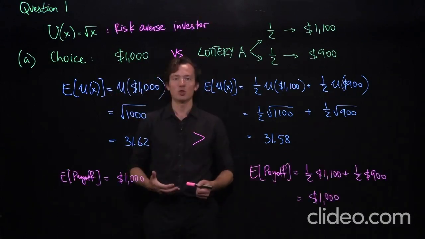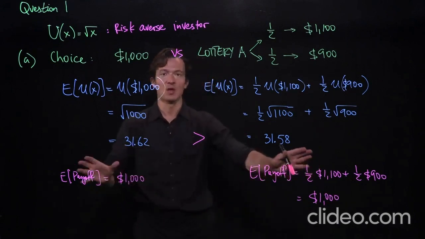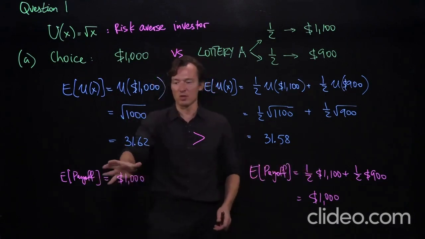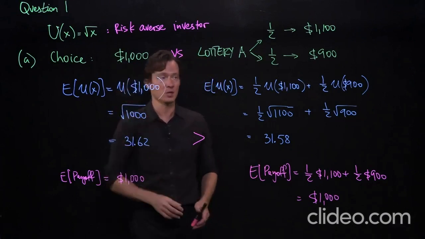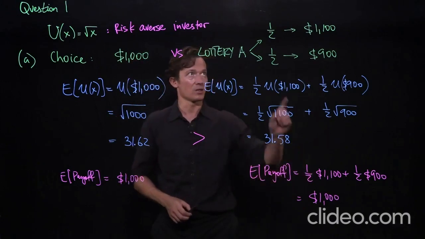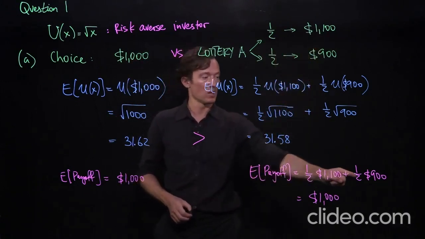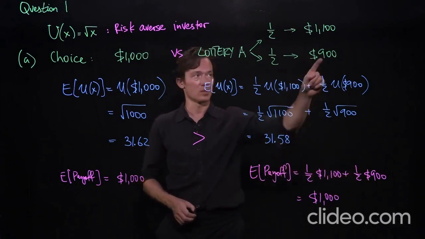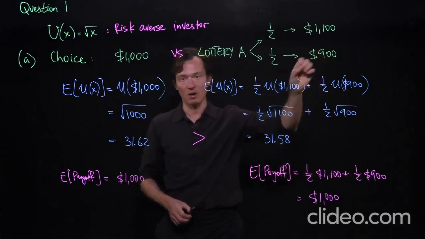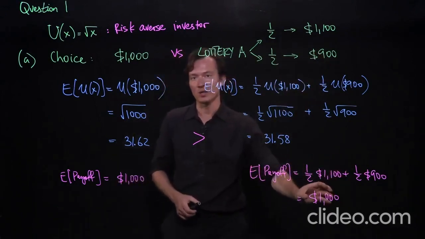Now, the reason for this choice is that we're dealing with a risk-averse investor. If we compare the expected payoff of the first option and the second option, they're the same. The expected payoff of the first option is just trivially $1,000. The expected payoff of the second option is also $1,000. It's 1/2 times the first payoff, $1,100, plus the other half times $900, the payoff in the second state of the world. So the average of the two is just $1,000.